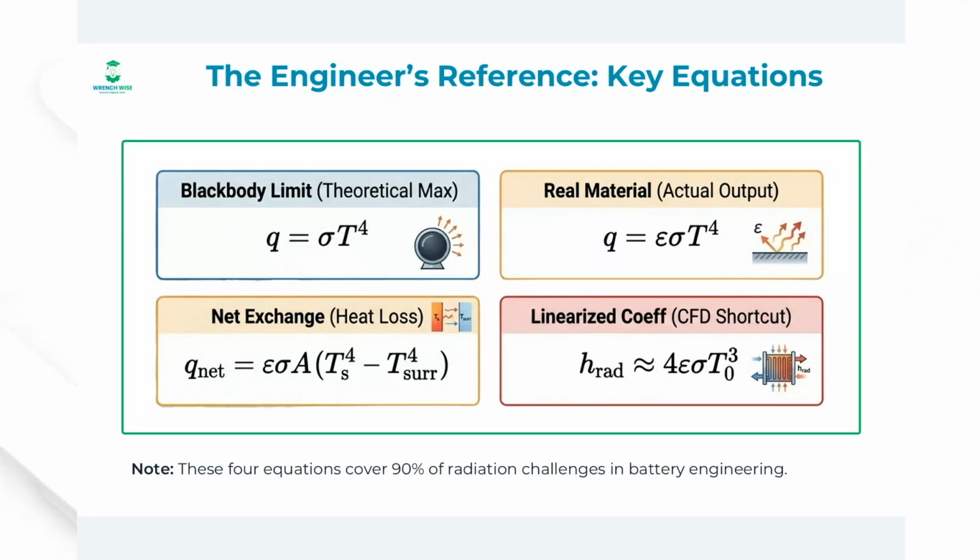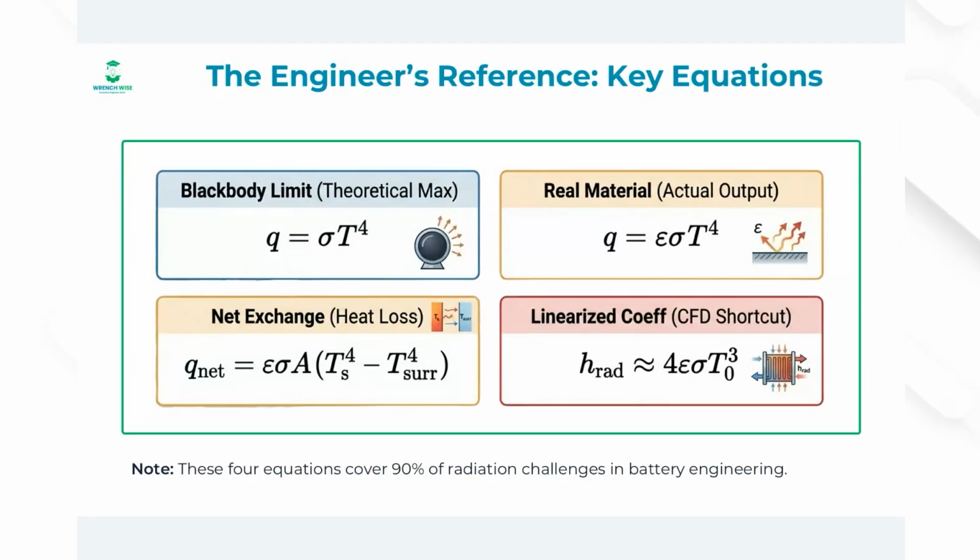Equation 3 is the heat transfer driver. This is the most practical equation for hand calculations, the net exchange. Engineering is not just about what you are emitting, it's about what you lose to the environment. The driving force is the difference between your temperature to the power 4 and the surroundings to the power 4. This highlights why a hot battery in a hot box cools very slowly, because the surrounding temperatures themselves are quite high, reducing the net heat exchange.